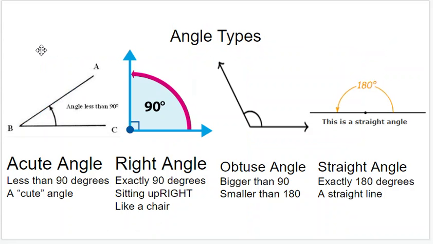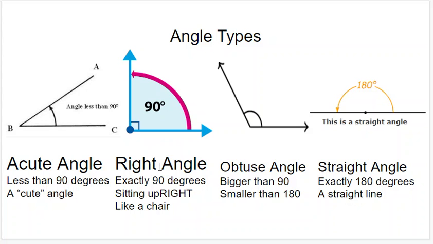There are 4 types of angles: acute angles, right angles, obtuse angles, and straight angles. Acute angles are small angles that are less than 90 degrees. So they're anything less than this angle right here. I remember that as a cute little angle. It kind of says cute in the name, which to me reminds me of being cute and small.